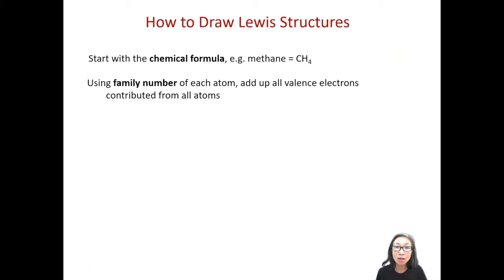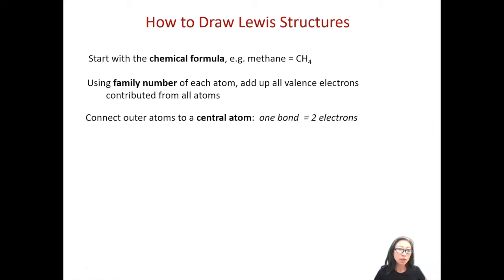It doesn't matter, because this becomes a shared pool of valence electrons when you total it in this step, and they're going to get redistributed when you build the model in the following step. Now that you have the total valence electrons, the next step is connecting these atoms, starting with a central atom.